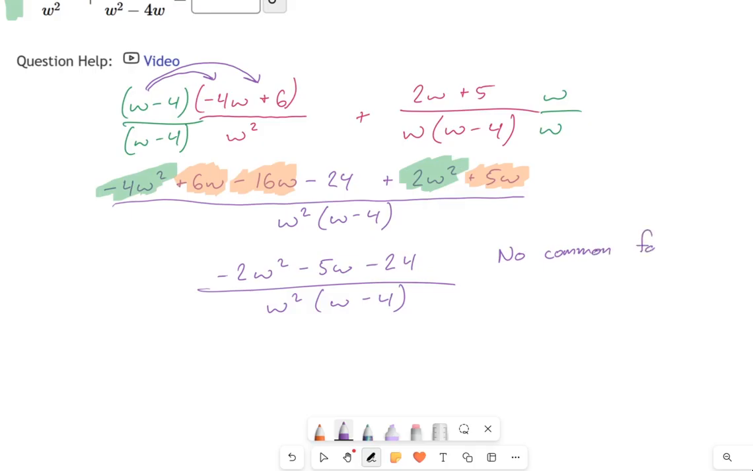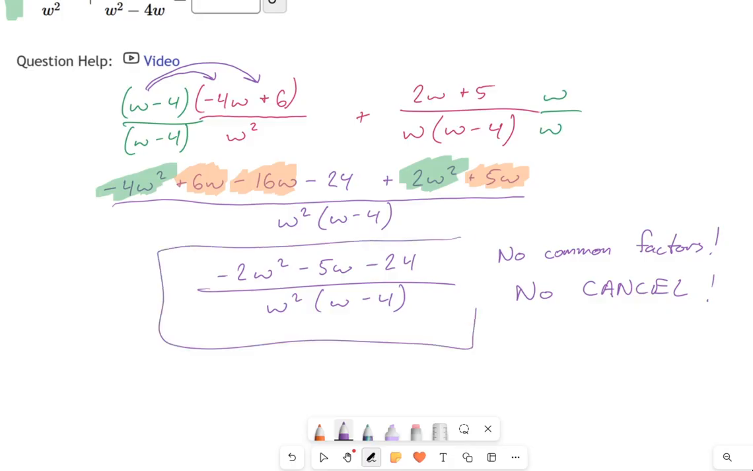And when there are no common factors, that means no canceling stuff. We do not want to cross out a w from the left sides of this thing. That would be crimes against mathematics. So please don't do that. Just leave this in simplified form. That is as far as we can get it.